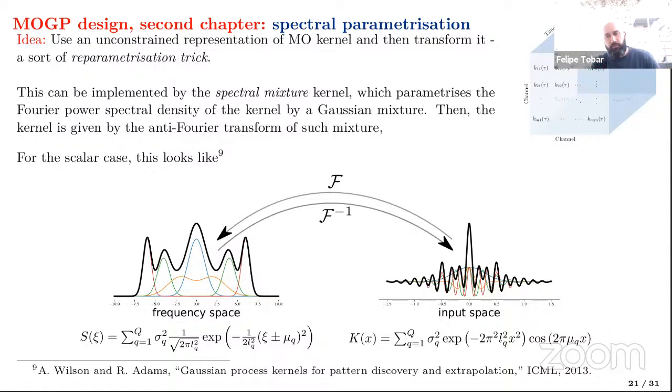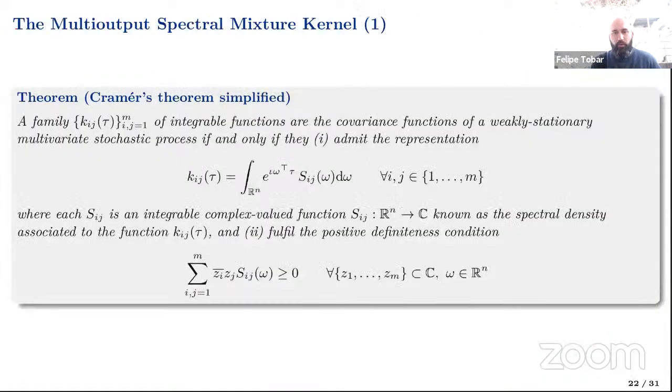For multi-output GPs, Bochner's theorem has an extension, which is called the Cramér Theorem, which is exactly the same thing. I'm not going to go through the statement of the theorem, but basically it says that for any family of covariance functions, there is a family of Fourier representations that have certain requirements. Now, there's still a requirement for positive definiteness, but informally, that requirement runs over fewer dimensions.